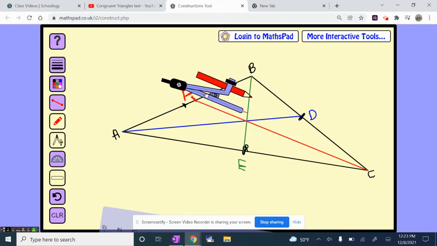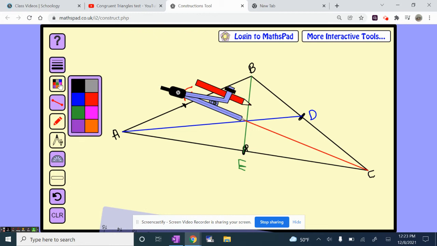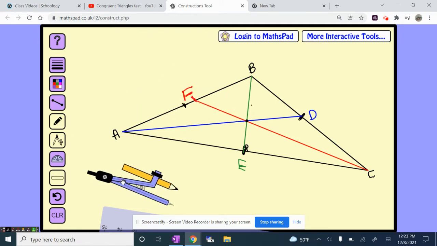This point has a name. It has a pretty cool name. That point right there, ladies and gentlemen, is called the centroid of the triangle. The centroid of the triangle.